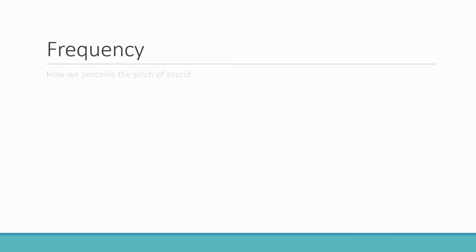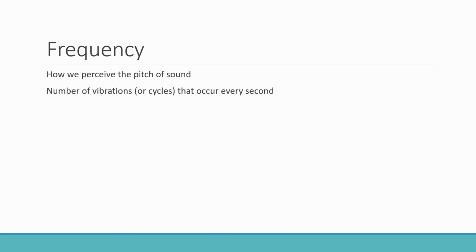Next, let's move on to frequency, which plays a key role in how we perceive the pitch of a sound. And by pitch, we mean something like the low-pitched rumble of thunder or the high-pitched sound of a smoke alarm. Frequency refers to the number of vibrations or cycles that occur every second in a sound wave. The unit for frequency is Hertz, or Hz for short. A low frequency or low Hertz number means there are fewer vibrations every second, while a high frequency, a larger Hertz value, means there are more vibrations every second. 1000 Hertz is equal to 1 kilohertz.